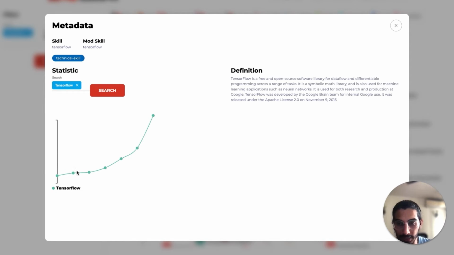As per this graph, it is showing TensorFlow as a skill in the market is growing, with lots of demand and jobs asking for it as a skill. And what kind of skill is it? This label shows this is a technical skill. So this is the information, or some metadata, which you can see with respect to the skills.